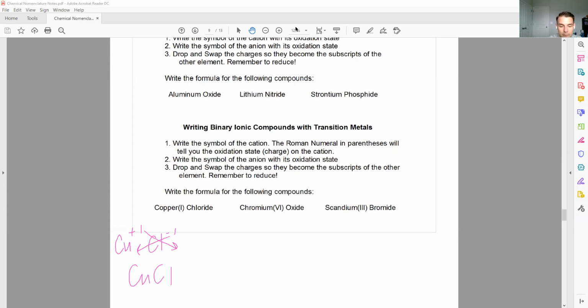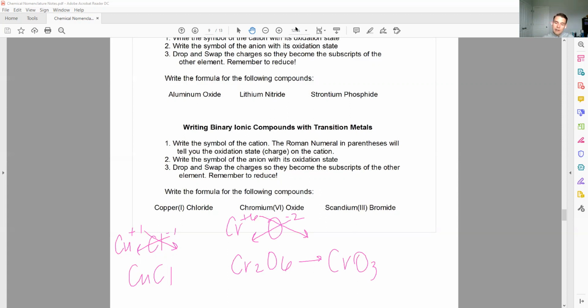The next one, chromium, Cr. VI is 6, oxide -2, right? We go ahead and we swap them. We get Cr2O6. If you wrote that, it would be incorrect because we must reduce. So Cr2O6 turns into CrO3. That would be the correct formula for chromium 3 oxide or 6 oxide.